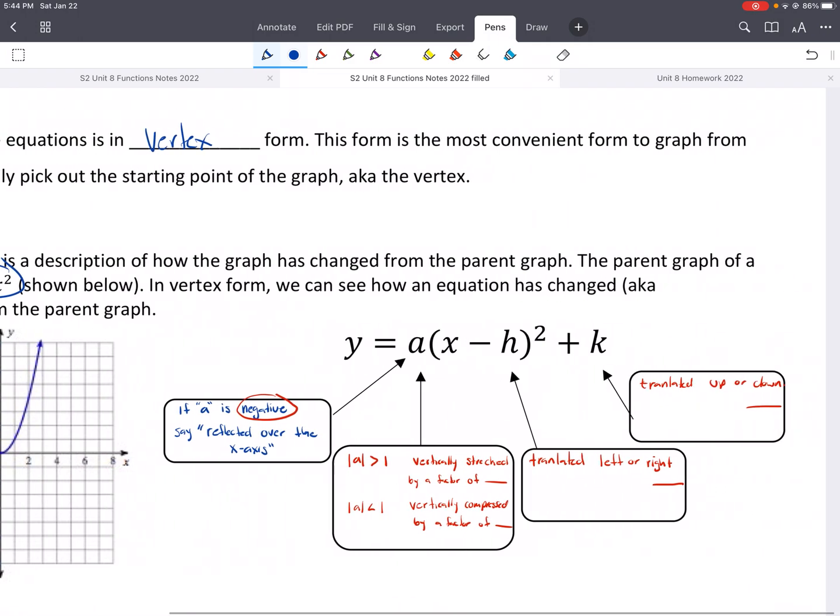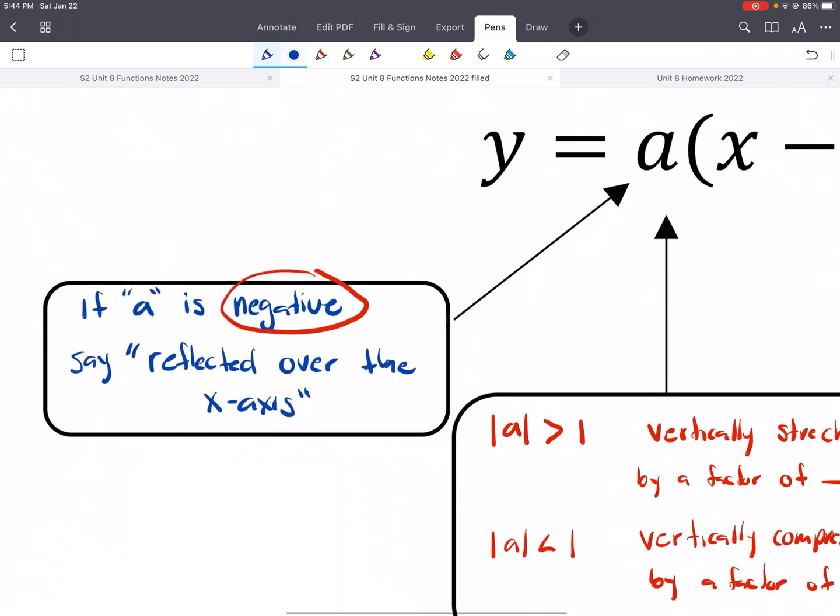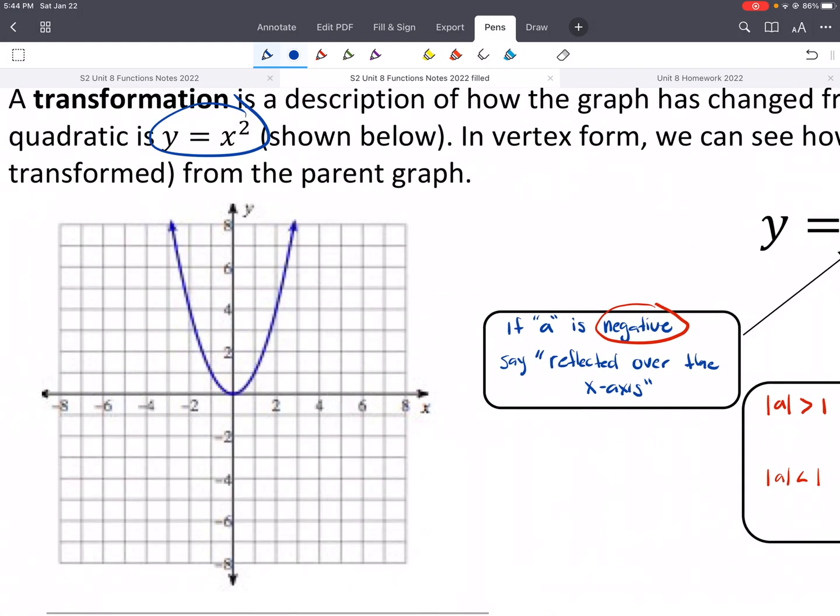All right, so I already wrote this down. We can talk about this, but when we did previous units, we said that a gives us the growth rate and it opens up or down. With transformations, we're going to do the same sort of thing, but the way we write it is a little different. So if a is negative, we will write down that it is reflected over the x-axis. So that's where it takes something like this and then flips it so it looks more like this. Okay, so that is reflecting.